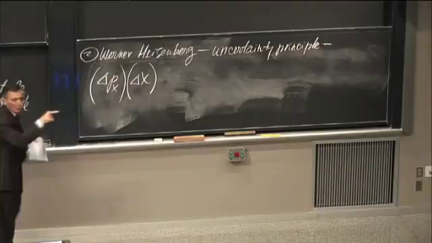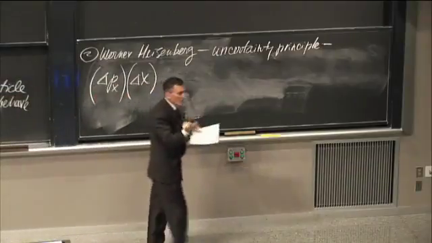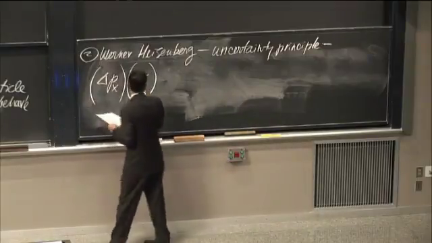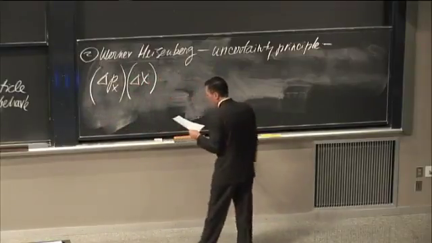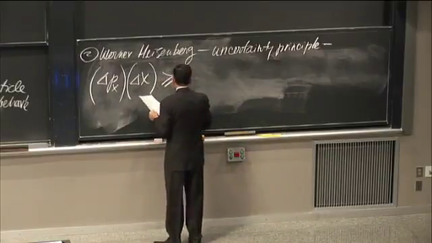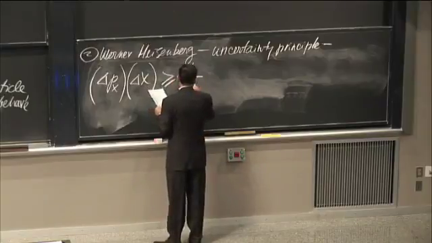So this is the x coordinate of a particle. You can break its trajectory into 3 orthogonal components. So the uncertainty in the x direction of the momentum times the uncertainty in the position is greater than or equal to the Planck constant divided by 2 pi.